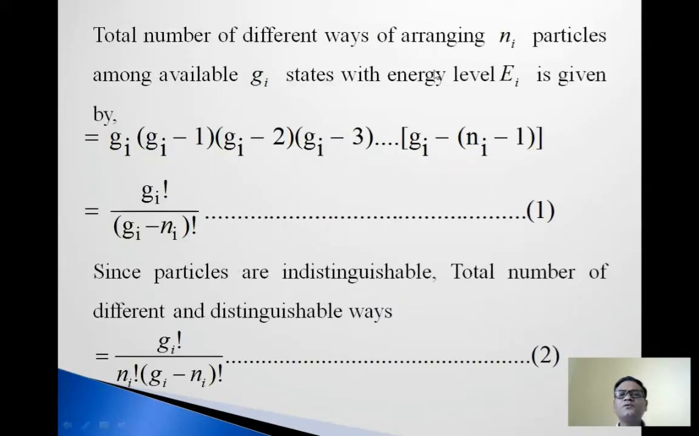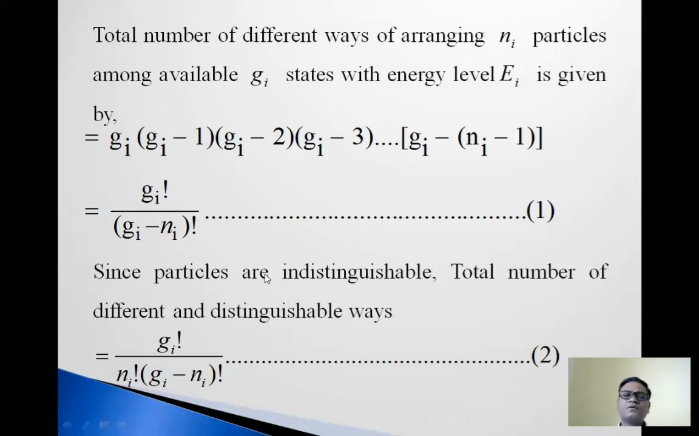So the total number of different ways of arranging Ni particles among available Gi states with energy level Ei is given by this equation. So the first particle is chosen in Gi ways, the second particle in Gi minus 1 ways, like this. So Gi into Gi minus 1 into Gi minus 2 into Gi minus 3 up to Gi minus Ni minus 1. So finally we can write Gi factorial upon Gi minus Ni factorial. Equation 1. Since particles are indistinguishable, the total number of different distinguishable ways is Gi factorial upon Ni factorial into Gi minus Ni factorial. Equation 2.